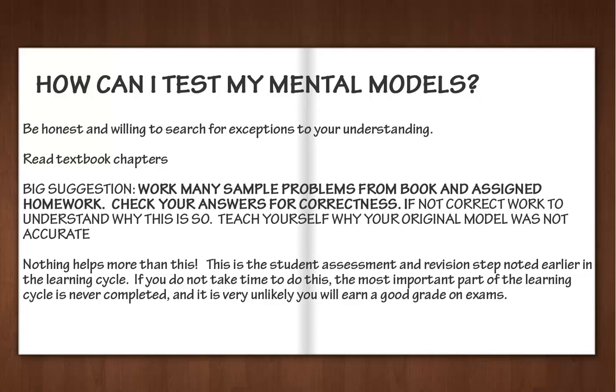And by checking your answers for correctness, oftentimes the answers at the very end of the textbook, I think the odd numbers, usually it's the odd numbers, they give the answers, okay? You can check your answers for correctness. And if your answer is incorrect, you can work to understand why it was you got the wrong answer. In doing this, you teach yourself why your original mental model was not accurate, and you're able to understand what needs to be revised to make it more accurate. Is this just an exception, or is this something that I really don't understand, okay?